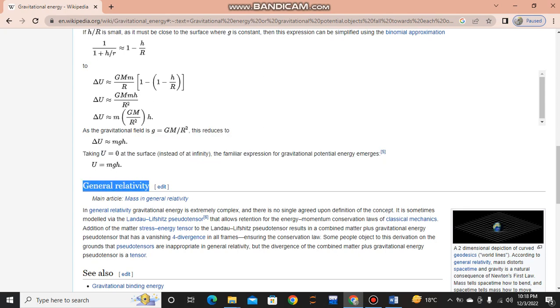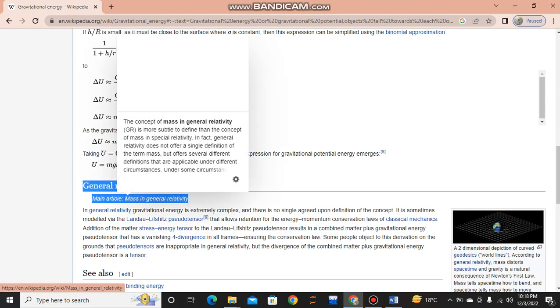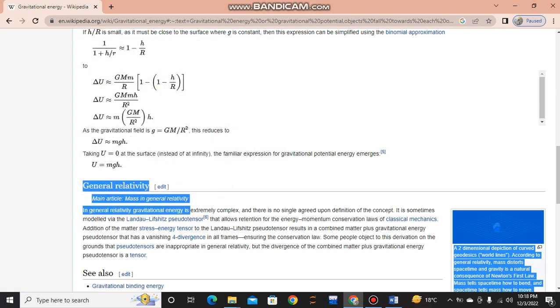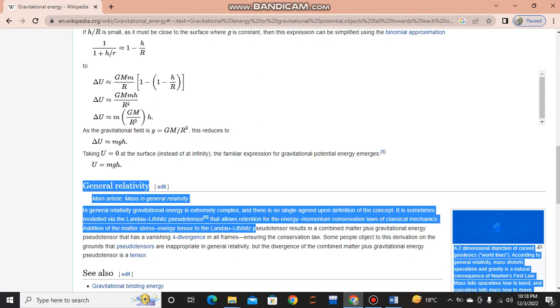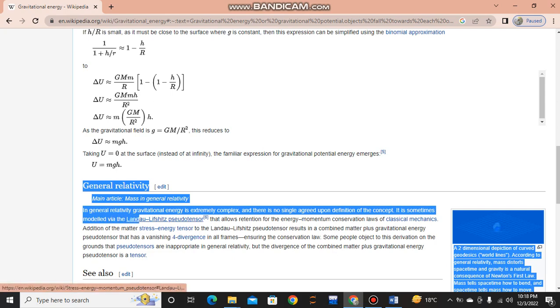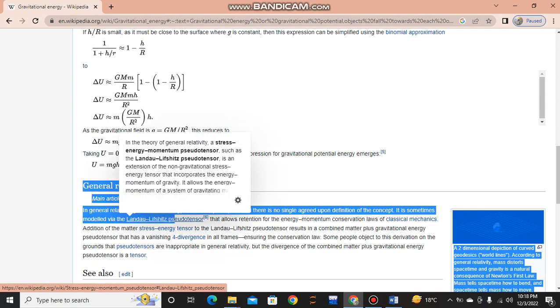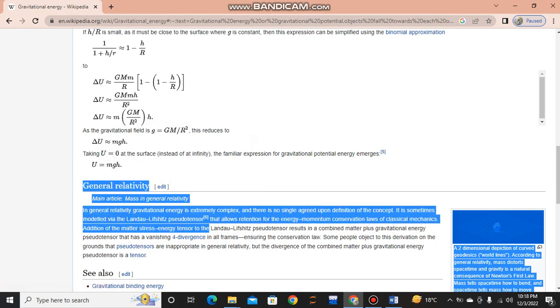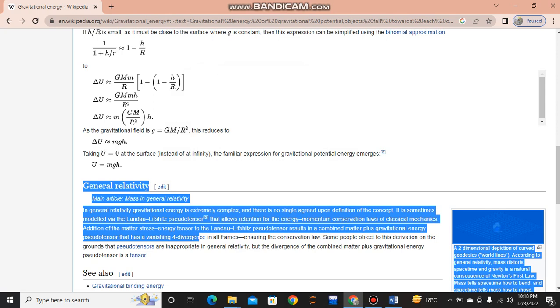General relativity. In general relativity, the gravitational energy is extremely complex and there is no single agreed upon definition of the concept. It is sometimes modeled by the Landau-Lifshitz pseudotensor that allows retention of the energy-momentum conservation laws of classical mechanics, with the addition of the matter stress-energy.